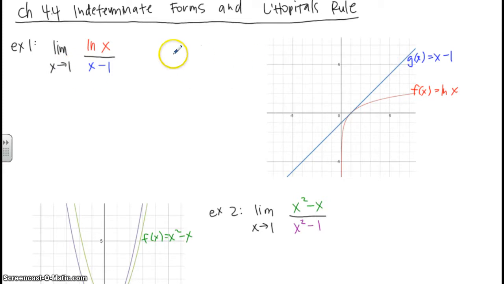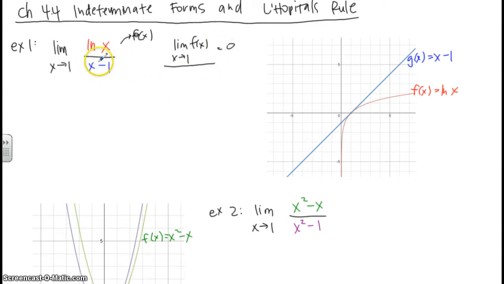1. Now taking a look here at these two functions, the function in red, the natural log of x, and the function in blue, x minus 1. Now if you take a look, as x approaches 1 for the natural log of x, the output gets closer and closer to 0. So this value actually approaches 0. If I call this f of x, the limit of f of x as x approaches 1 becomes 0.